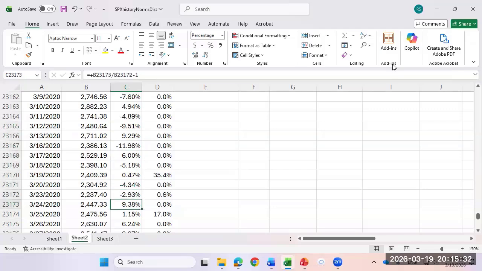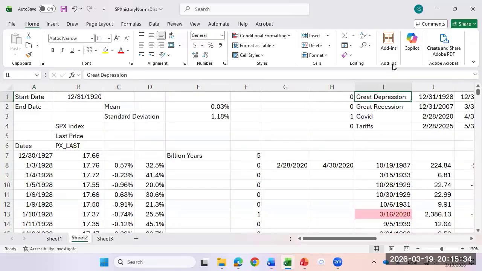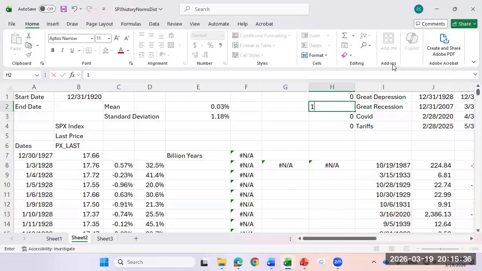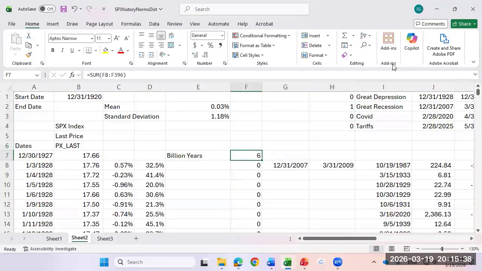There's a 9% day there, a 6% day. So COVID was pretty bad. The Great Recession, 2008, gave us 6. So COVID and the Great Recession were real similar as far as the volatility.